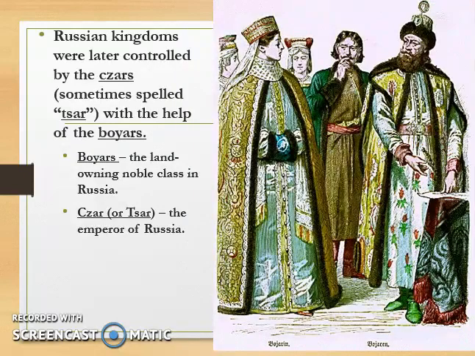Russian kingdoms were later controlled by Tsars, sometimes spelled with a T, sometimes spelled with a C, meaning the same thing, with the help of the boyars. Boyars are the land-owning noble class in Russia, and a Tsar is the emperor of Russia. So the Russian kingdoms, where we see the merge between the Slavs and the Vikings, are going to evolve into leadership by a Tsar, and boyars, who are the upper class, who own a lot of land, who are going to help keep control, basically, in the Russian kingdoms.